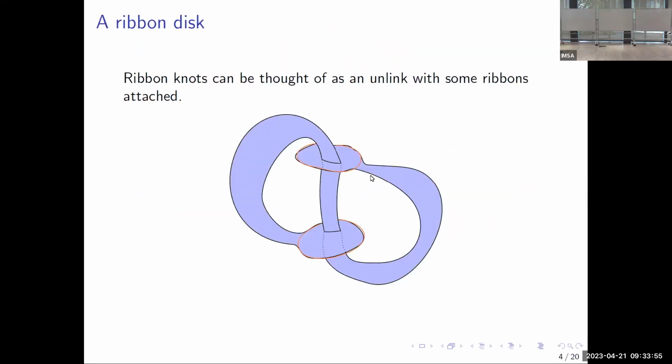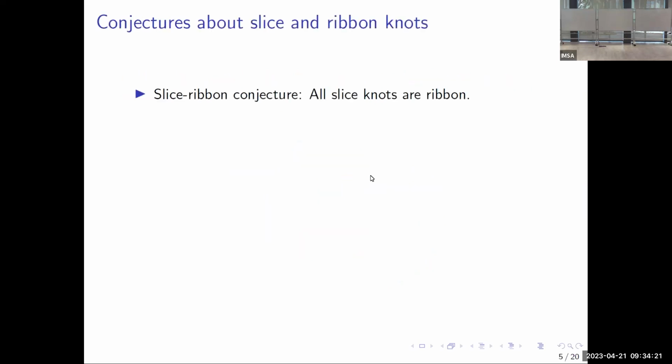Also just a little bit of background. The reason they're called ribbon knots is you can think of them as an unlink with some ribbons attached. So something like this would be a ribbon knot, where the little orange components are the unlink, and you have some ribbon that can intersect itself, but somehow in a nice way.